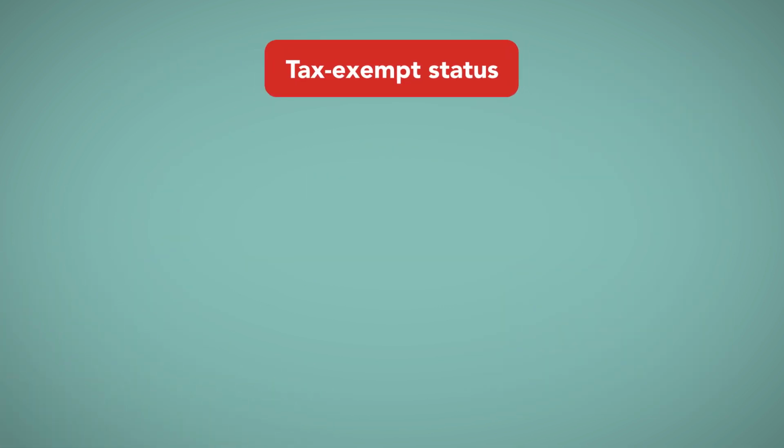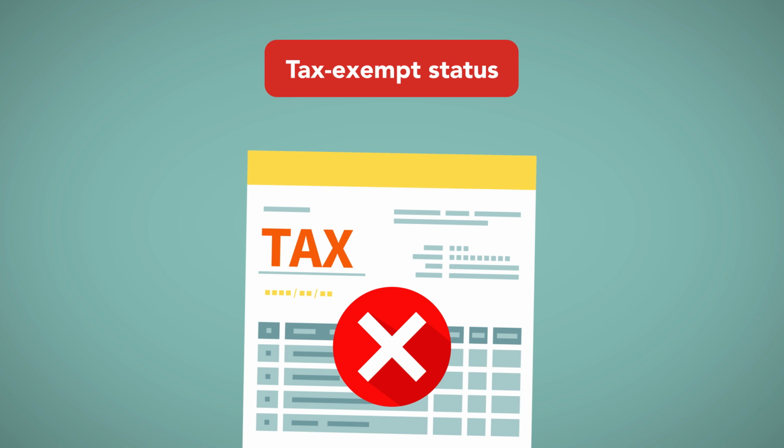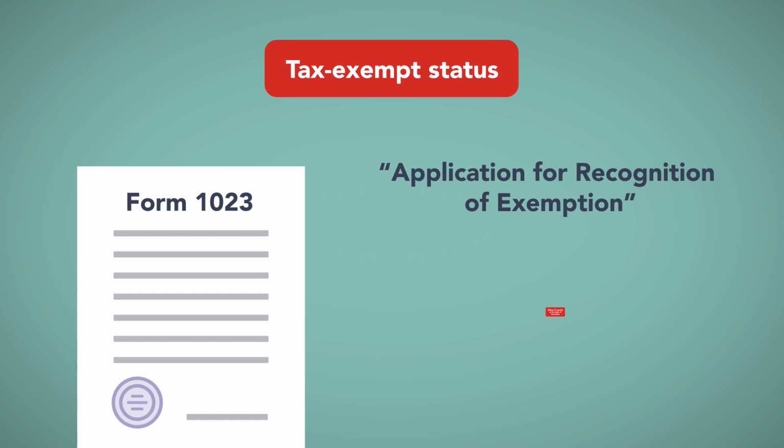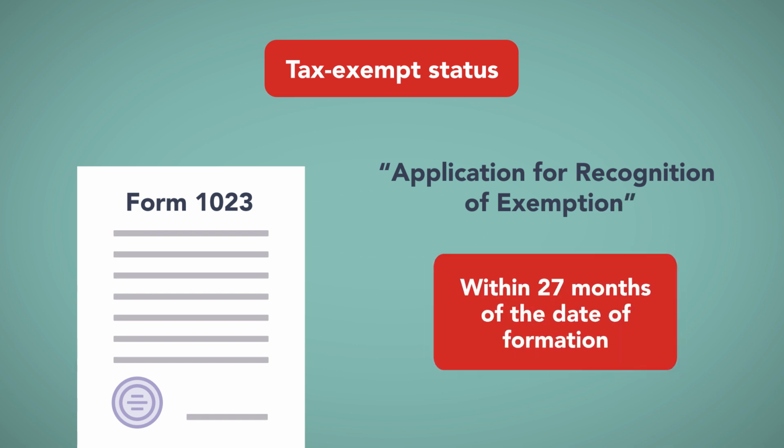Unless exempted from the requirement to apply for tax-exempt status, an organization seeking exemption under Section 501(c)(3) is required to apply for recognition of exemption by filing Form 1023, Application for Recognition of Exemption, within 27 months of the date of formation, to be treated as exempt from the date formed.